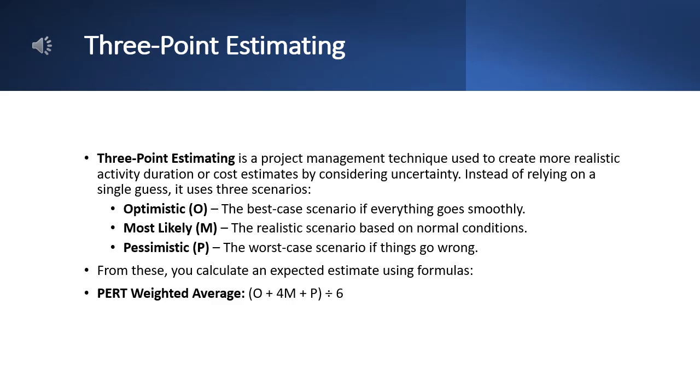3-point estimating is a project management technique used to create more realistic activity duration or cost estimates by considering uncertainty. Instead of relying on a single guess, it uses 3 scenarios. Optimistic, O, the best case scenario if everything goes smoothly. Most likely, M, the realistic scenario based on normal conditions. Pessimistic, P, the worst case scenario if things go wrong. From these, you calculate an expected estimate using the PERT weighted average formula: O plus 4M plus P, divided by 6. This reduces bias, captures uncertainty, and improves schedule and cost reliability.